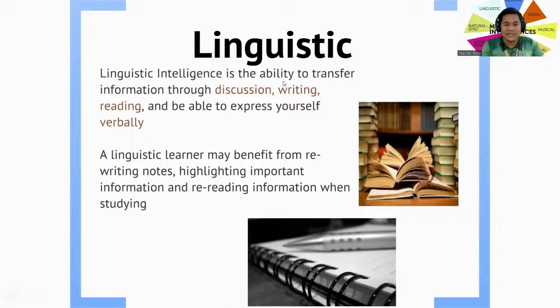Next is linguistic. So we have also this type of intelligence. The linguistic intelligence is the ability to transfer information through discussion, writing, reading, and be able to express yourself verbally. So, just like other students, they love to write. All right, they love to discuss things, and the linguistic learners may benefit from rewriting notes. So, kaya kapag nagdi-discuss tayo, nagsusulat talaga sila. This is linguistic intelligence.